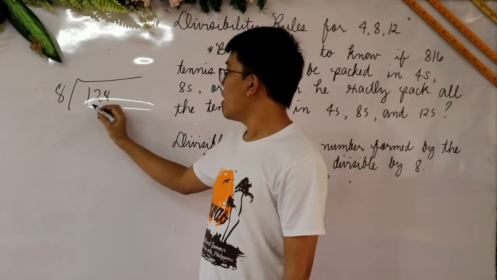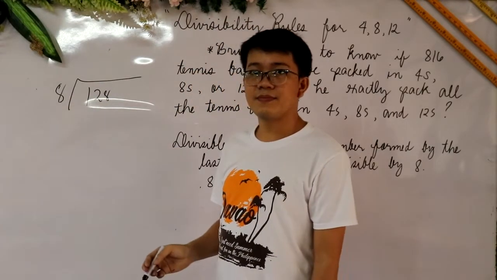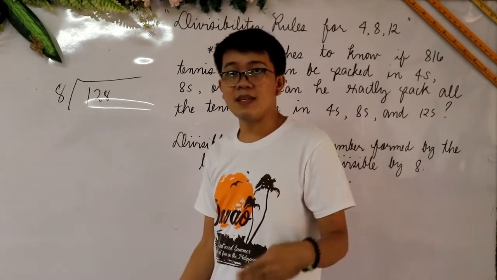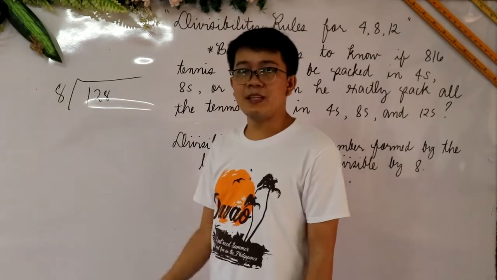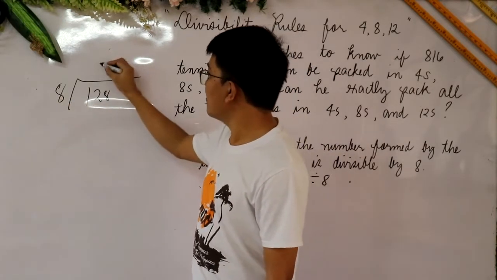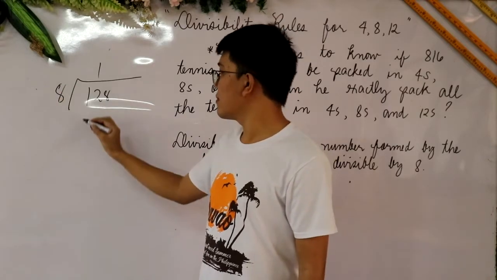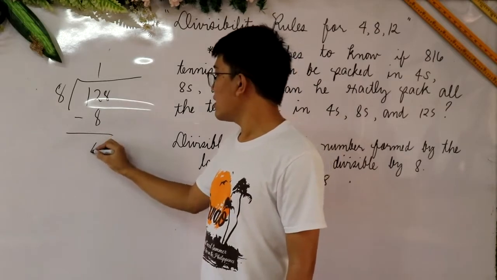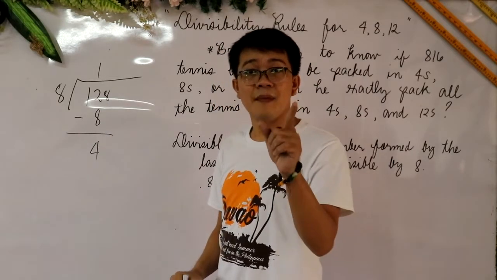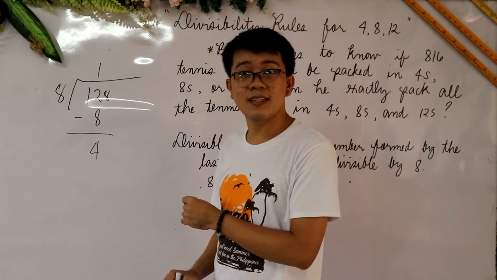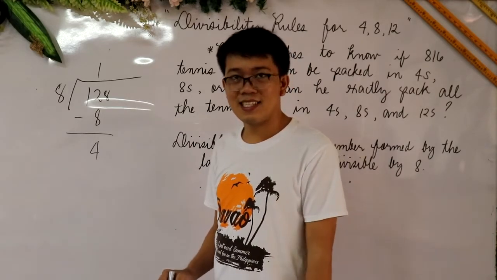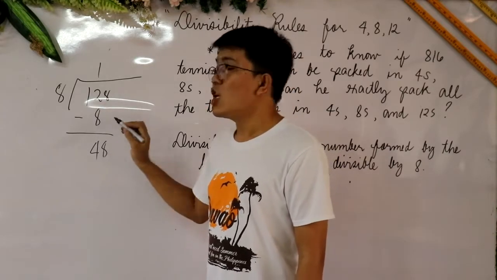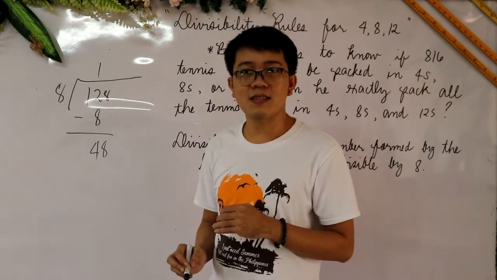Let's begin. 12 divided by 8. I already jumped into 12 because 1 divided by 8 cannot be. So 12 divided by 8. Yes, it's 1. 1 times 8 is 8. 12 minus 8 is 4. Next step, after subtracting, definitely bring down the next digit. The next digit after 12 is 8. Now what is 48 divided by 8?